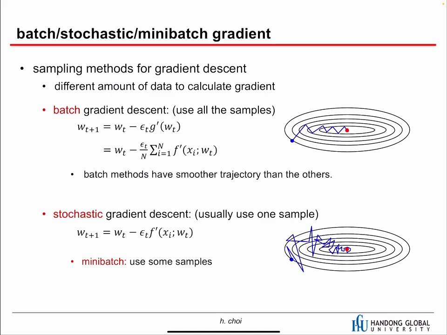A long time ago, before we started talking about big data, in machine learning we usually had 1,000 samples or a couple of tens of thousands of samples. That was it. In that case, we could use batch gradient descent, so we can use all of them at the same time. That is the batch gradient. We calculate the gradient with all the samples and then take an average, and then with the learning rate, we update. That is good. Batch methods have a smoother trajectory than the others.